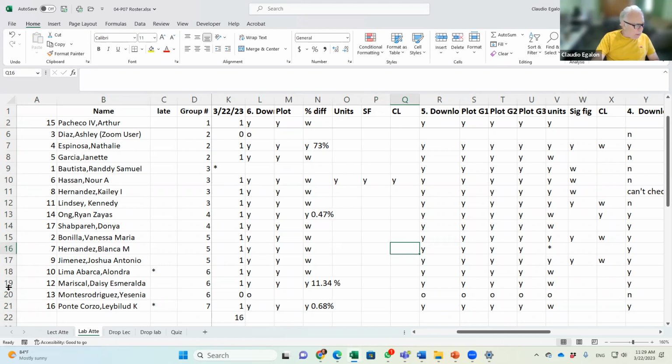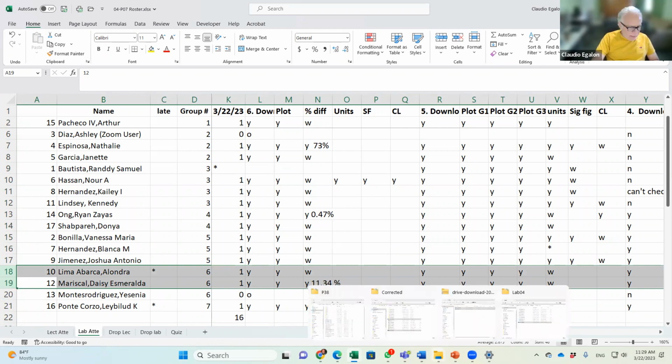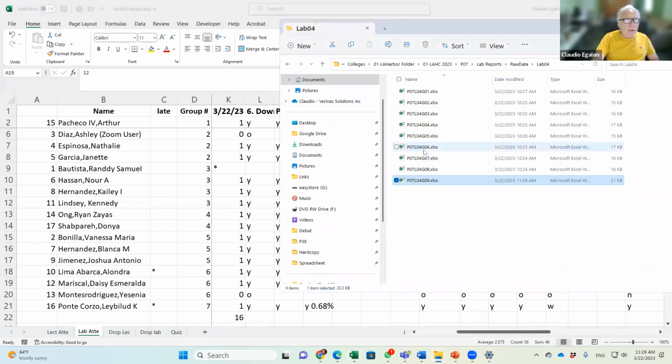And let's take a look at group number 6 spreadsheet. It's a little bit high, 11%. Okay, Noor. Okay, Daisy. Let me check if there is something wrong with that.